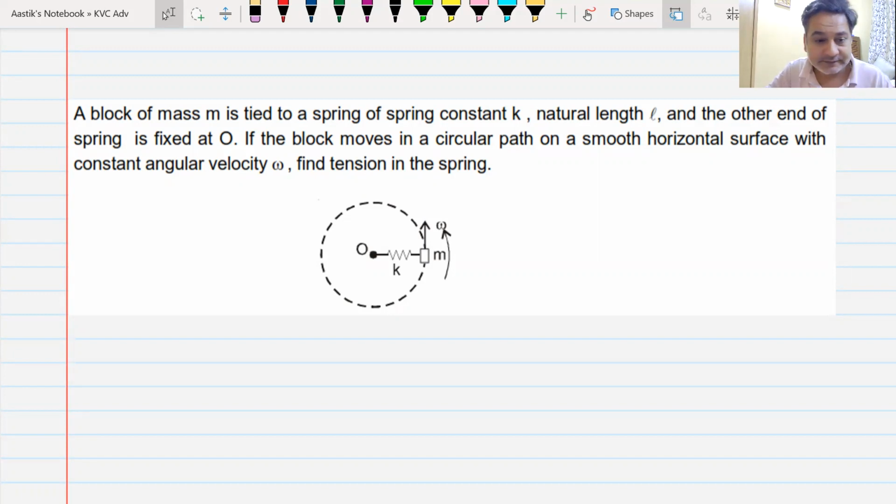The question is like this: a block of mass m is tied to a spring of spring constant k. Instead of a string, it's a spring. Natural length is L. The other end of the spring is fixed at O. The block moves in a circular path on a smooth horizontal surface with a constant angular velocity omega. Find the tension in the spring.